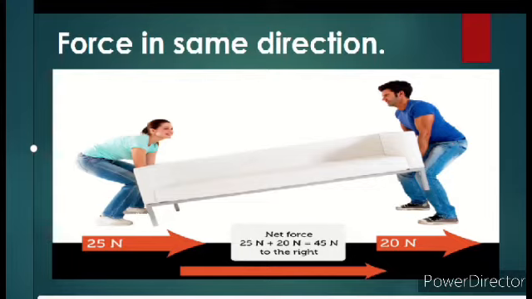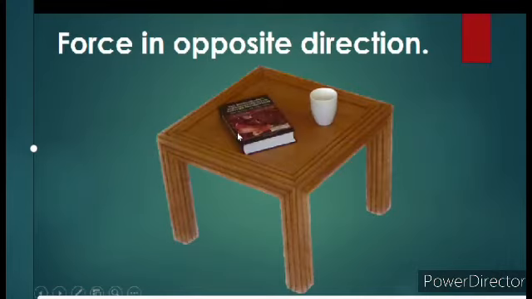She pushes the couch to the right with a force of 25 newtons, while the man on the right will pull the couch to the right with a force of 20 newtons. So if we add them both, we will have the answer as 45 newtons going to the right. Okay, so next example again of combining forces are forces acting in the opposite direction.